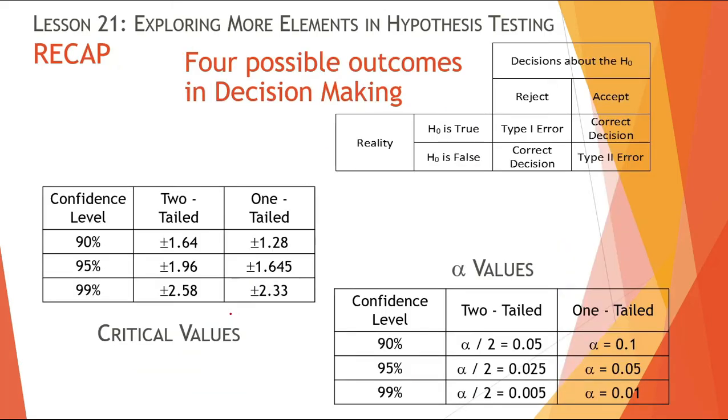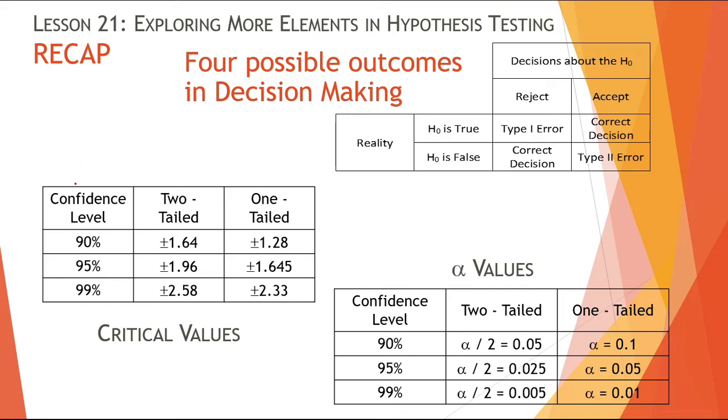Now, to recap what we have just learned, ito yung 4 possible outcomes in decision making. Again, when the null hypothesis is true and we reject it, we are committing a type 1 error. Kapag naman inaccept natin, correct decision. Kapag naman ang null hypothesis natin ay false and we rejected it, we are committing a correct decision. Otherwise, it is a type 2 error.